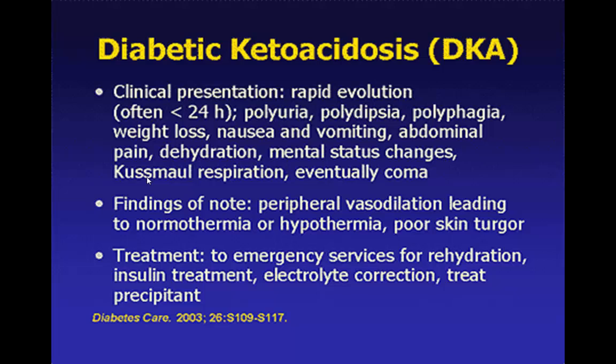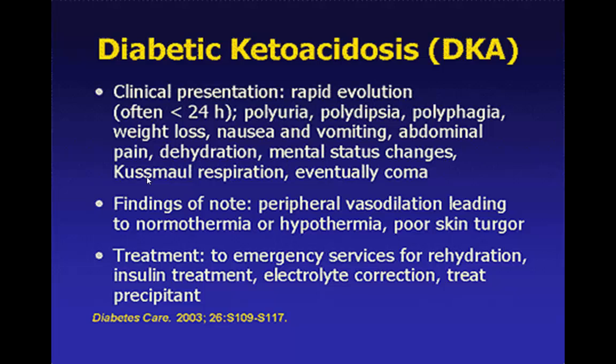Initial volume repletion in adults is typically achieved by rapid IV infusion of 1 to 3 liters of normal saline, followed by 1 liter per hour or faster. Then correct the hyperglycemia. And how do you correct the hyperglycemia? Basically by giving insulin.